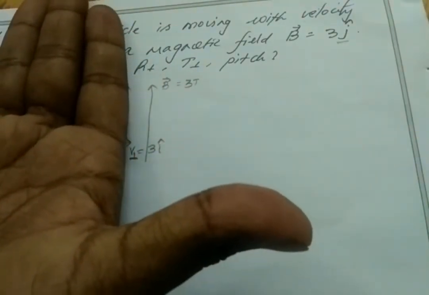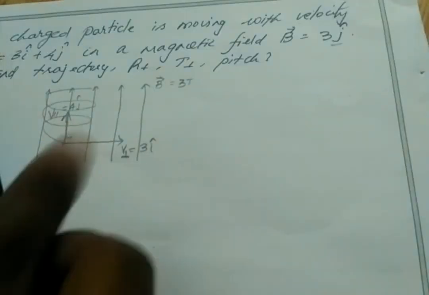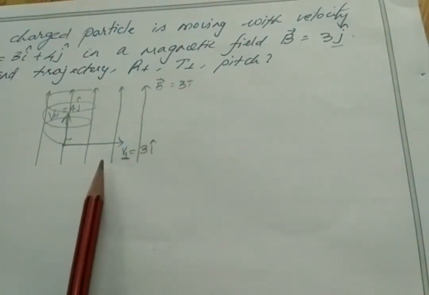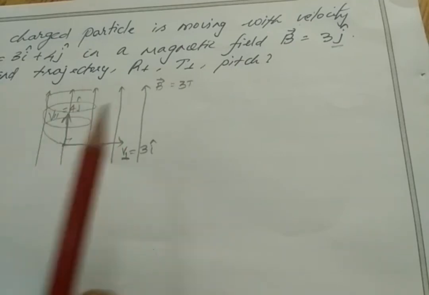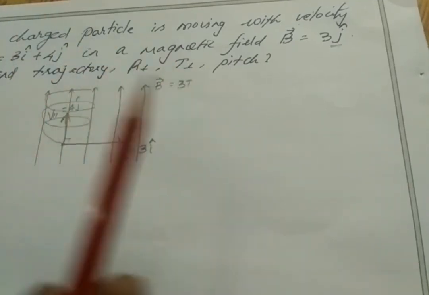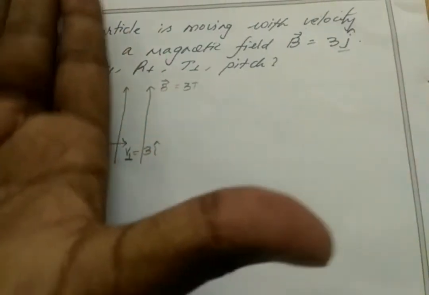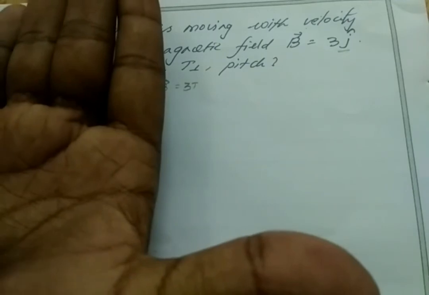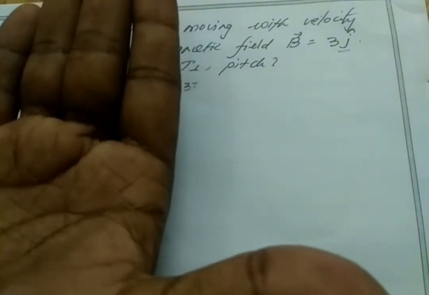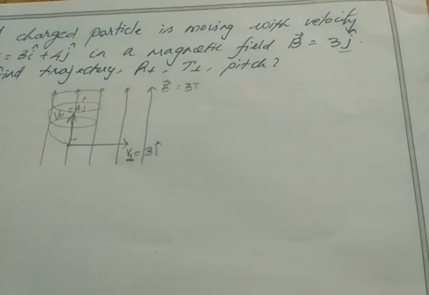Then what is the direction of force? The direction of force is upwards. So the charge moves like this, from bottom to upwards, and forms a helical path. By using the right hand palm rule, this is the magnetic field, this is the charge moving direction, and this is the direction of magnetic force, upwards. Clear? So move to the next problem.